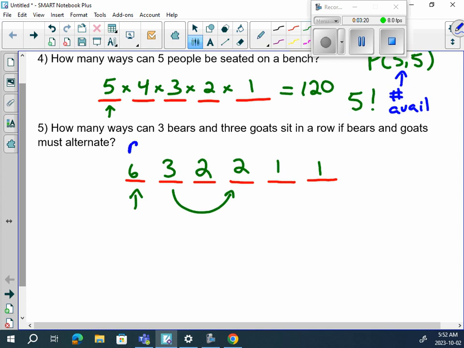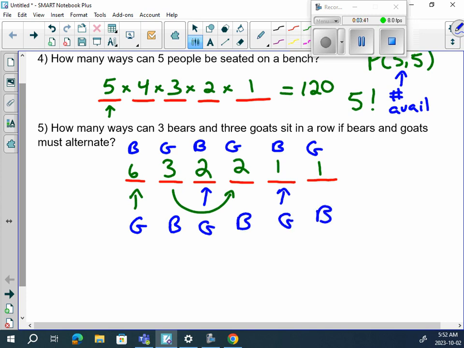So it is either bear, goat, bear, goat, bear, goat, meaning again, if a bear is chosen here, there are only 2 bears left for here, and then there's only 1 bear left for here. Or it could be the alternate: goat, bear, goat, bear, goat, bear. But in both cases, whichever of these 6 is chosen first, there are only going to be 3 of the other one left over here. And so 6 times 3, 18, times 2 times 2, looks like 72.